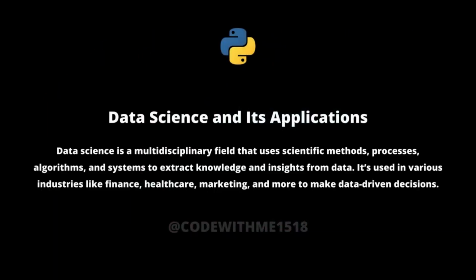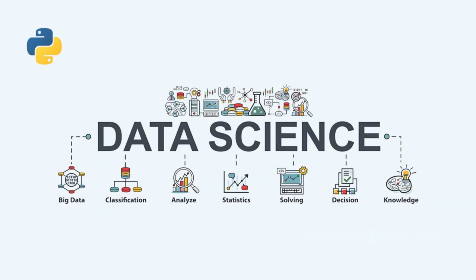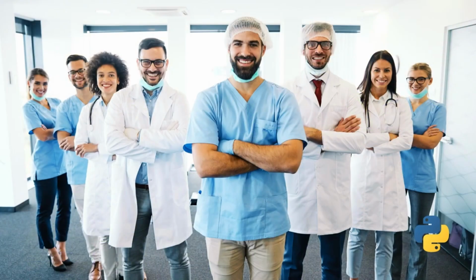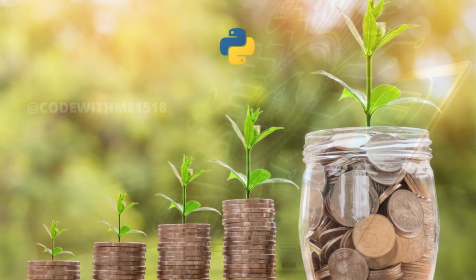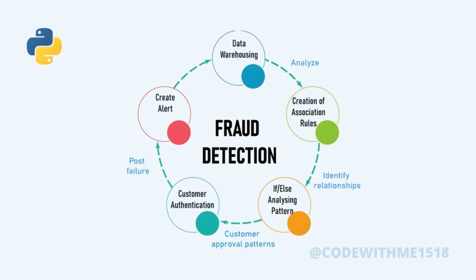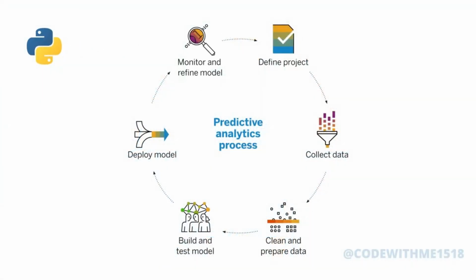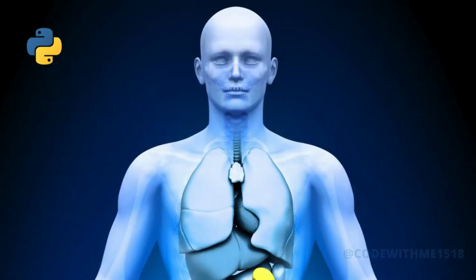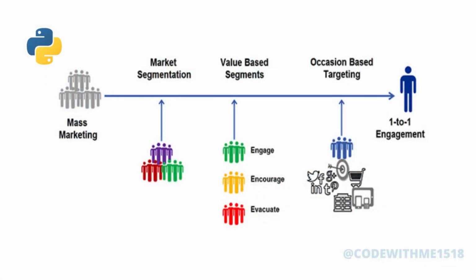Data science is a multidisciplinary field that uses scientific methods, processes, algorithms, and systems to extract knowledge and insights from data. It's used in various industries like finance, healthcare, marketing, and more to make data-driven decisions. For example, in finance, data science is used for algorithmic trading, fraud detection, and risk management. In healthcare, it's used for predictive analytics, personalized medicine, and medical imaging. In marketing, it's used for customer segmentation, sentiment analysis, and targeted advertising.